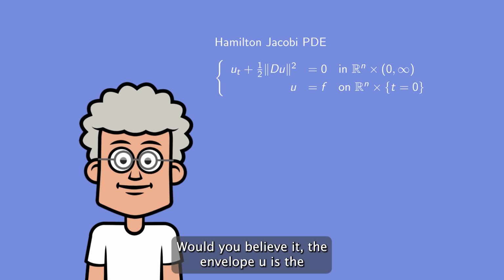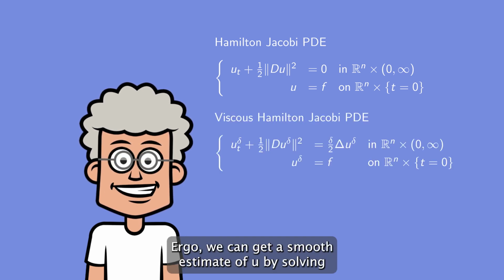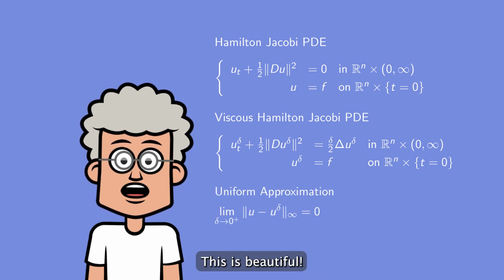Would you believe it? The envelope U is the solution to a Hamilton-Jacobi PDE. Ergo, we get a smooth estimate of U by solving with an added Laplacian. This is beautiful. Holy mackerel.